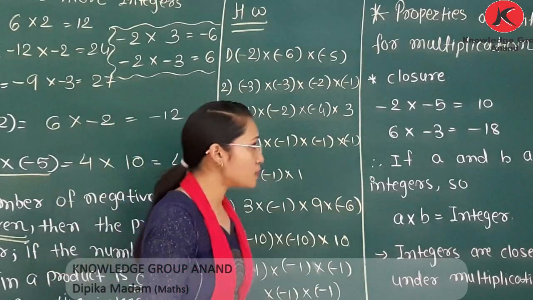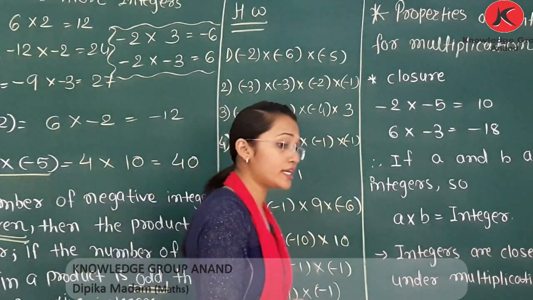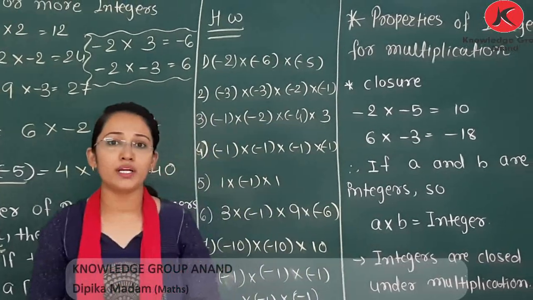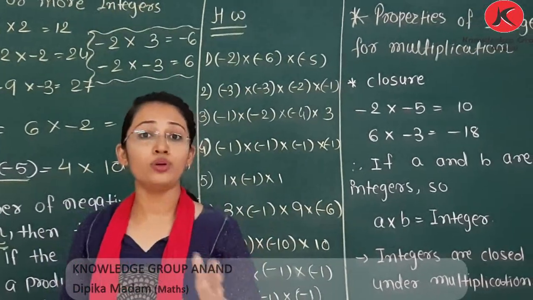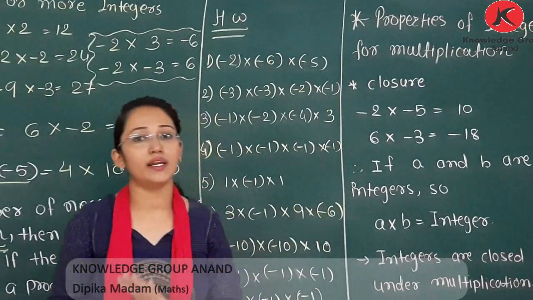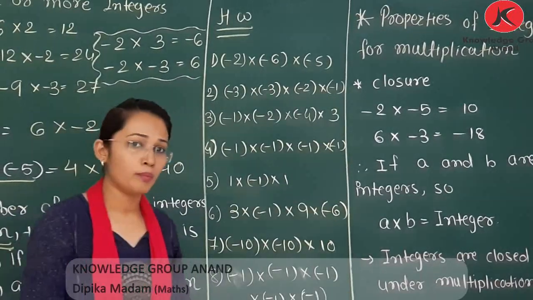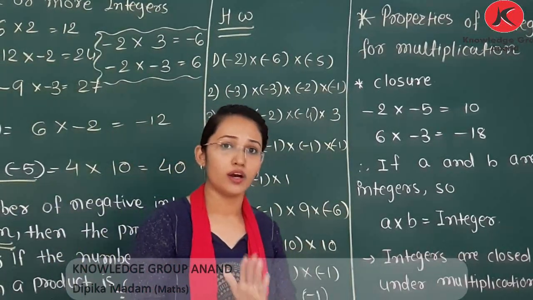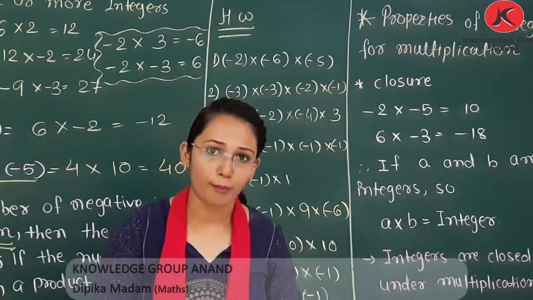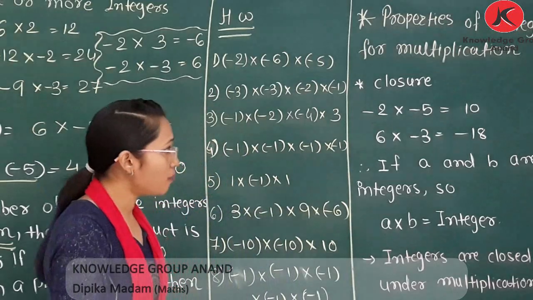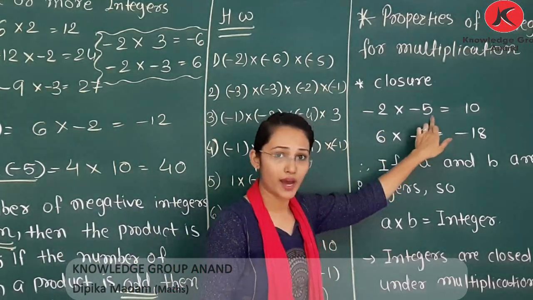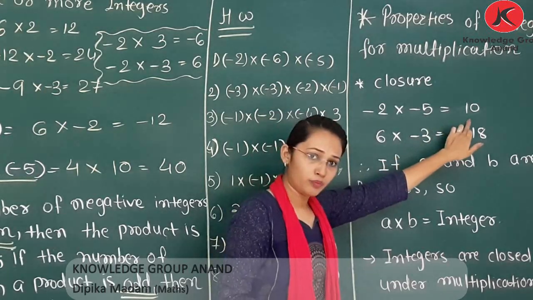Okay, so the first property is closure. What is the closure property for addition? Do you remember that? The closure property says that if two numbers are integers in addition, then the answer is an integer. When two numbers are integers and the answer is also an integer, what do we call it? The closure property is satisfied. For multiplication we can write -2 multiply -5, that is 10.